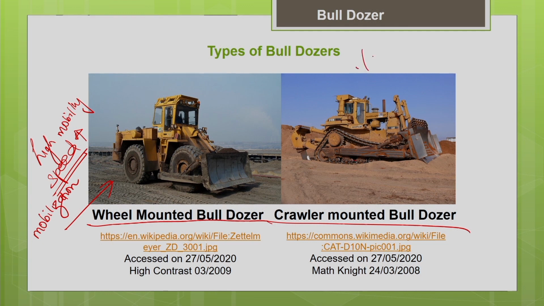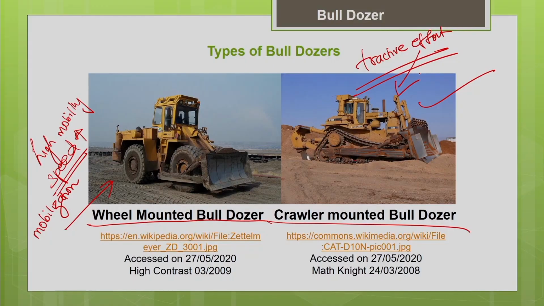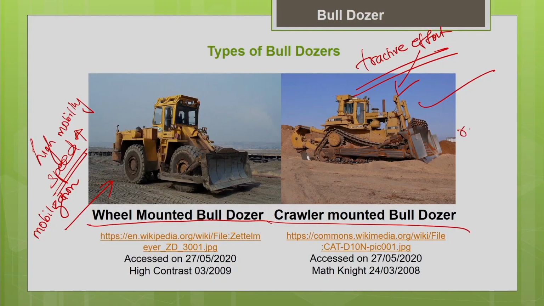But when you look into the tractive effort, which one will deliver more power? You know that obviously the crawler mounted will deliver more power because this track mounted has broader contact area, so the traction developed is more. So this develops more tractive effort. That is why for most of the tough conditions, say for example ripping rocks, cutting trees, all these are tough jobs. For that we generally go for only crawler mounted because that will be able to deliver more tractive effort.